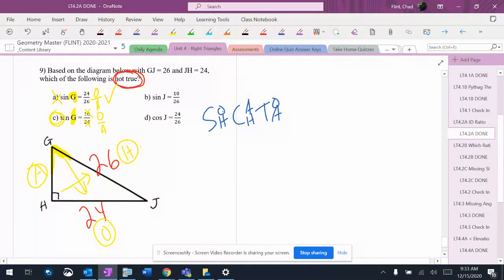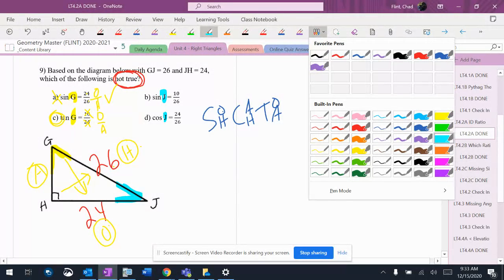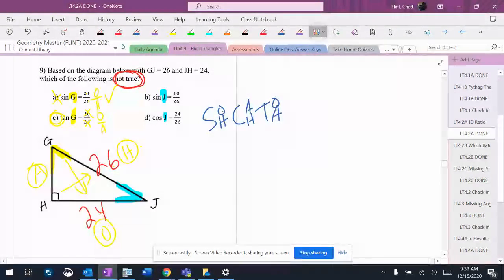Let's see if we can do the rest of it, and then we'll talk about what we should do to find that missing side anyways. So I'm going to highlight J in blue. So J is over here. Then let's talk about where the sides should be for that one. The hypotenuse isn't moving, the hypotenuse is right there. But now the opposite is over here, and the adjacent is over there.